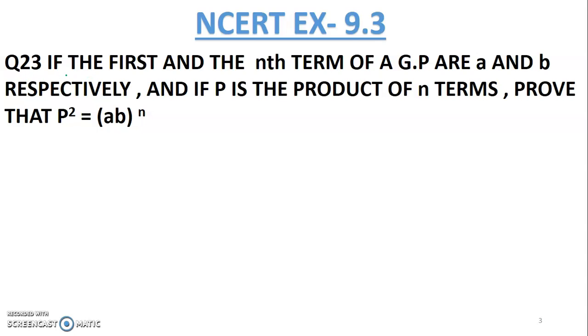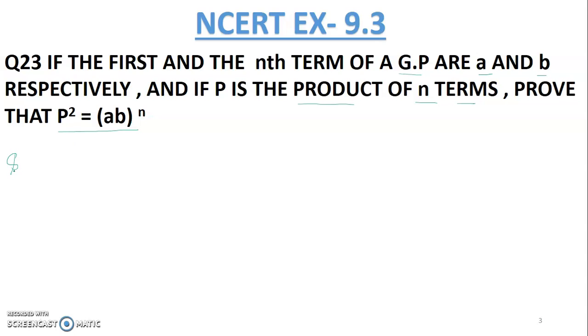It says if the first and the nth term of a GP are given to us as A and B respectively, and if capital P is the product of n terms, prove that P squared is equal to (AB) whole raised to the power n.